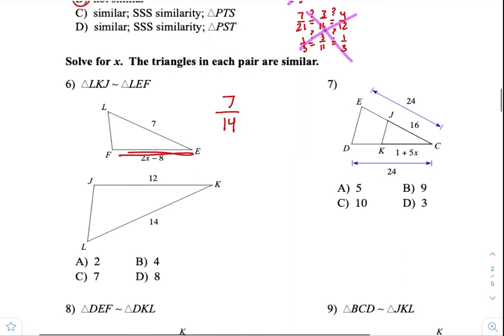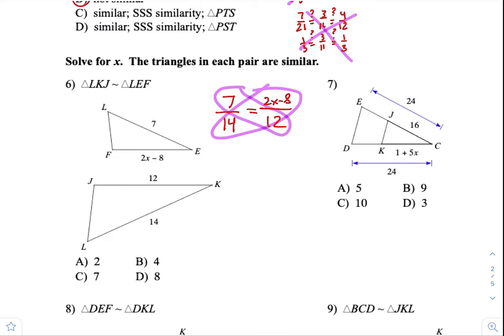Now we also have FE. FE is right there, so that's also proportional to KJ, which is 12. So EF is 2x minus 8 over KJ, which is 12. Now we're going to make a proportion. So we get 14 times 2x minus 8 equals 12 times 7.